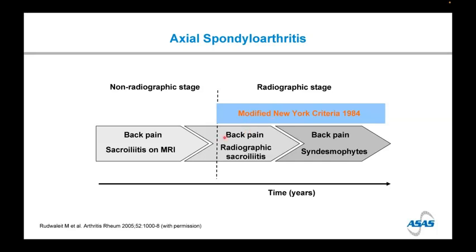But before that, if you do MRI for a patient with axial SpA, but there are no X-ray changes according to the modified New York criteria, you can still diagnose sacroiliitis, and we name this stage the non-radiographic stage. The non-radiographic and radiographic stages are just a historical story, because in the past there was no MRI. Now that we have MRI, we can define the patient even before X-ray changes, so we call it the non-radiographic stage.